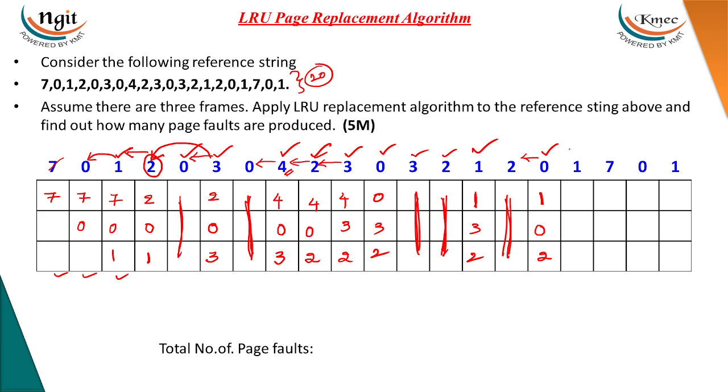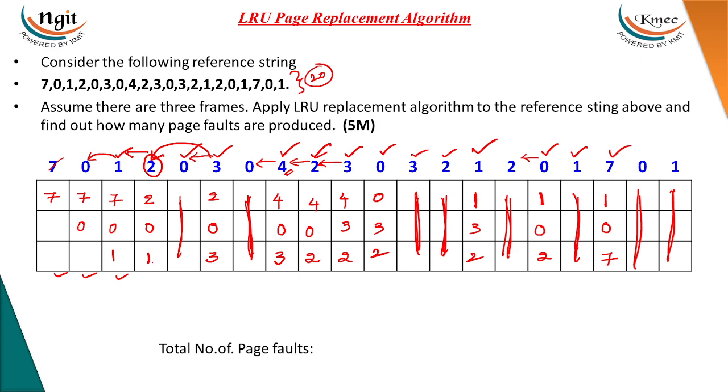Now look at this one. Next one is 1, which is already present, no page fault. 7 has to be replaced with one of these. The previous one is 1, I am keeping it. Before that there is 0, I am keeping it. So 2 is the least recently used, so in place of 2 I am writing 7. It is 1, 0, 7. Then 0 is already there, 1 is already there.